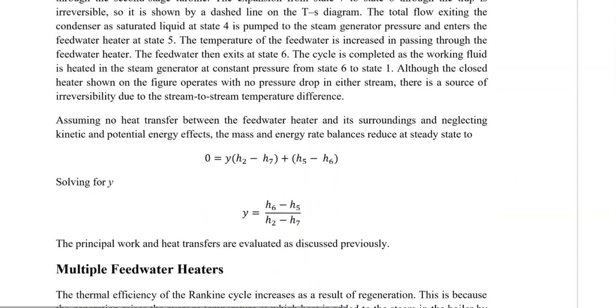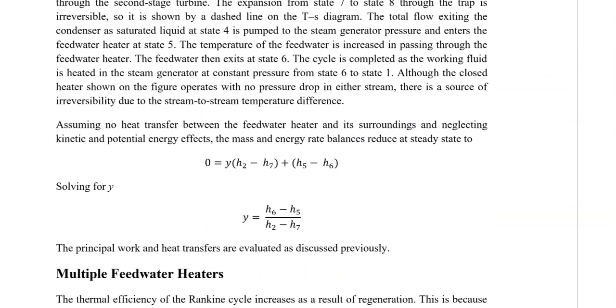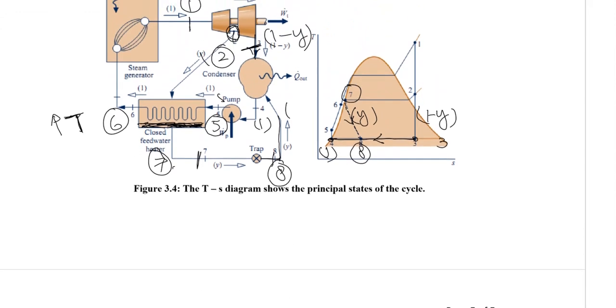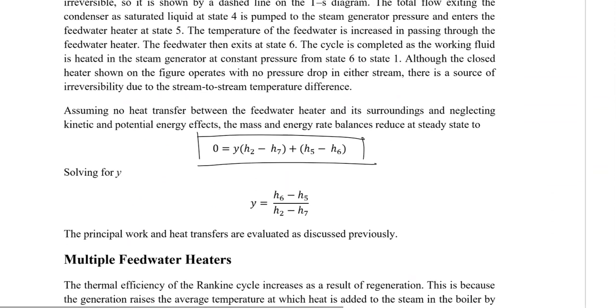Now in the same manner, we would be balancing our feed water heater like this. So there is actually y(h2 minus h7). h2 minus h7 is the heat transfer from the steam to the feed water heater, from 2 to 7, and that is at the reduced mass of y, while there is a heat transfer from 5 to 6, which is at the total mass 1. So that would be y(h2 minus h7) plus (h5 minus h6), which would be equal to 0. Balancing for y, it will give you y equal to (h6 minus h5) divided by (h2 minus h5).